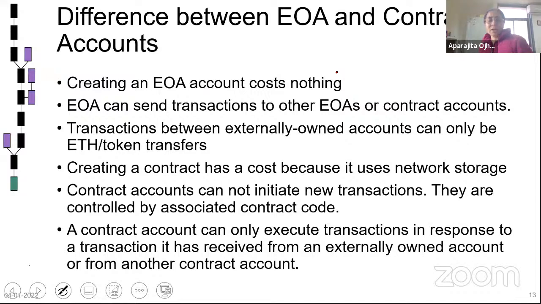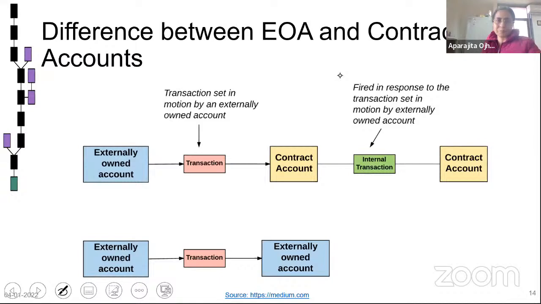A contract account can only execute transactions in response to a transaction it has received from an externally owned account. Suppose I request a transaction of, say, 5 ethers. It will be through some smart contract that the 5 ethers have to be sent to some other receiver. So it will be executing my request, right? Just see, a transaction is set in motion by an externally owned account.